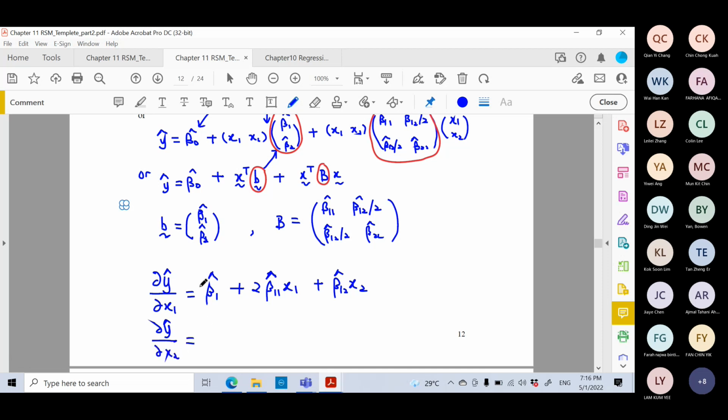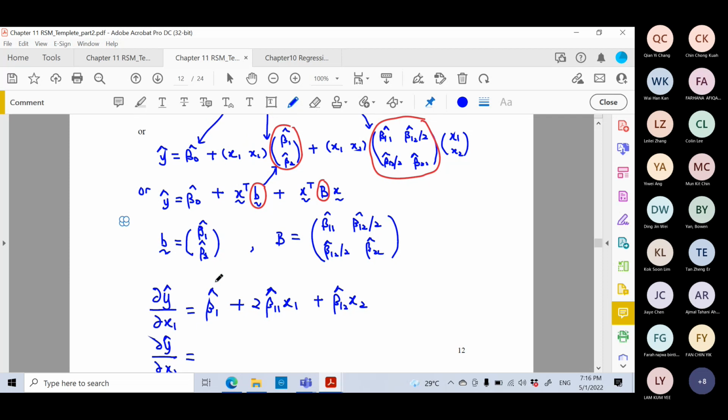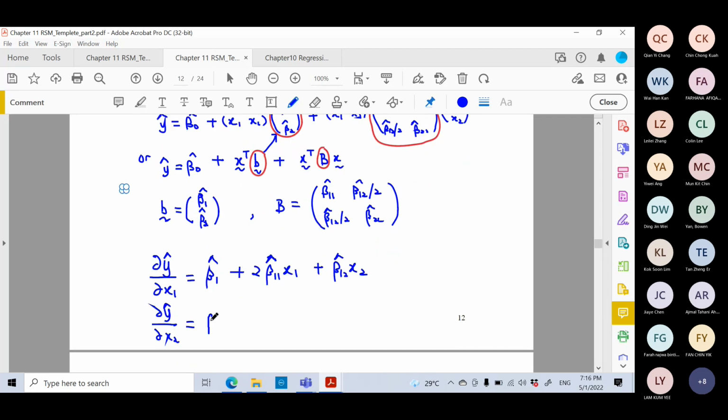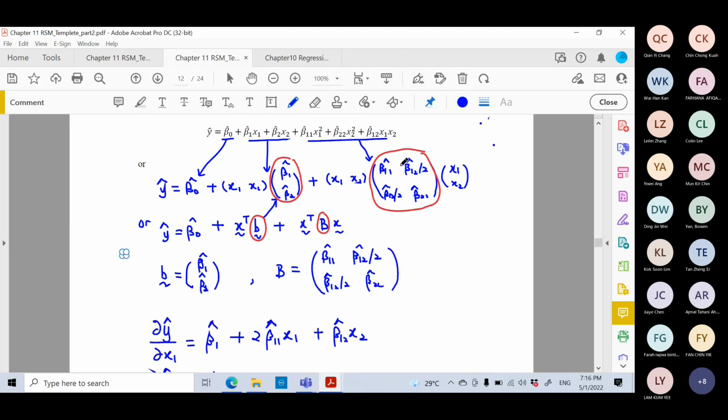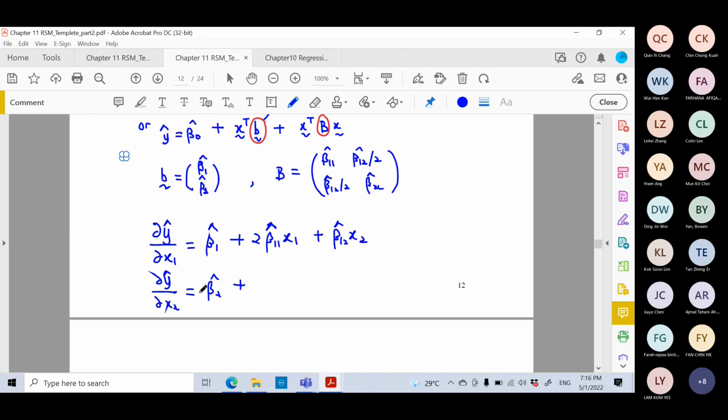If you differentiate with respect to the x2, we are using the similar idea. Differentiate with respect to x2, you get the beta 2 hat. Plus the second term, differentiate with respect to the x2, you get this one, and then you have the last one here. Okay, so I just copy it down here, is equal to the beta 1 2.